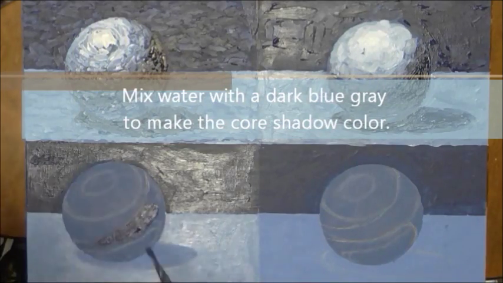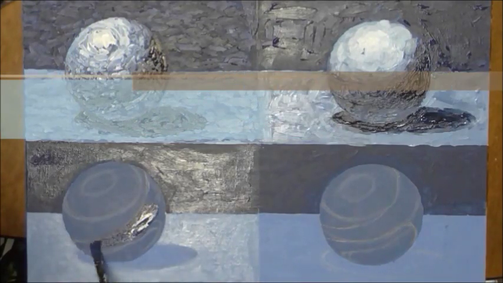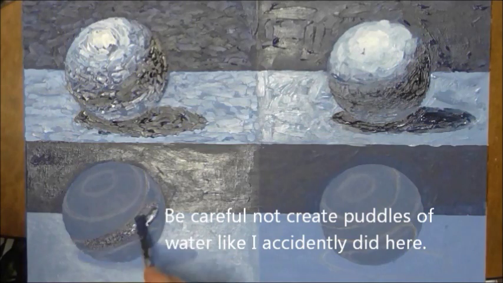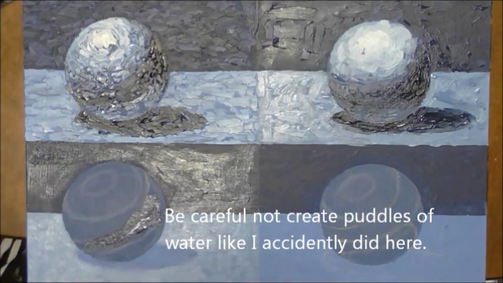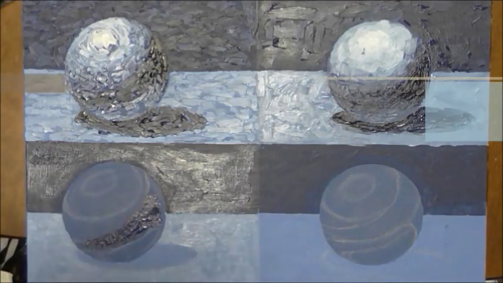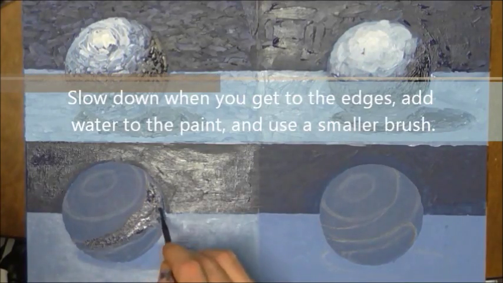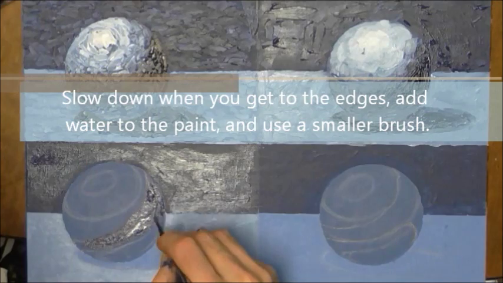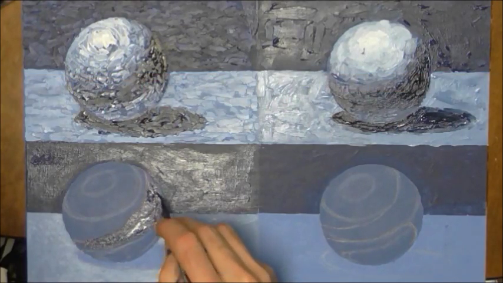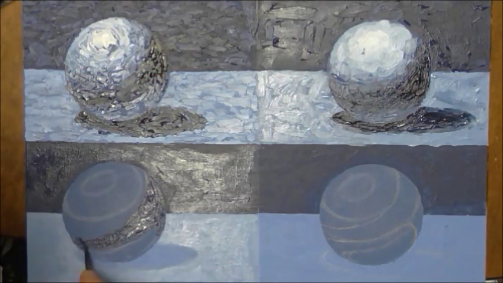Now I'm going to paint the core shadow, which is the darkest part of the form shadow. Add water to the paint, but not too much. You don't want puddles in the middle of your painting. Be sure to use a smaller brush when you paint the details of the sphere. And of course, you need to slow down when you get to the edge of the sphere.